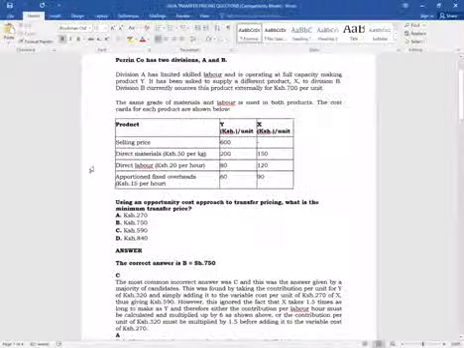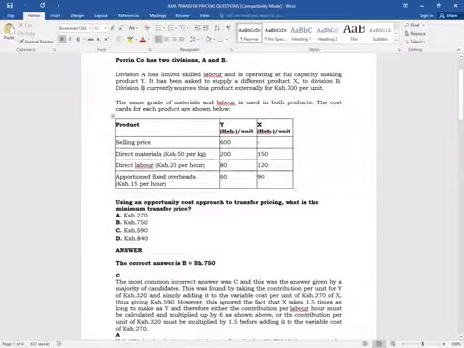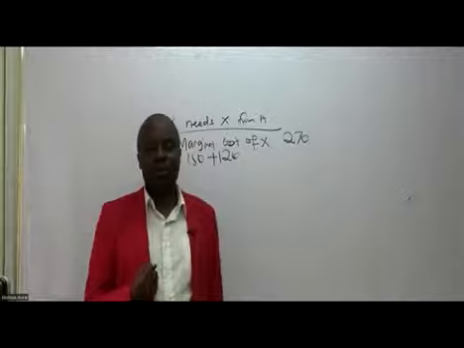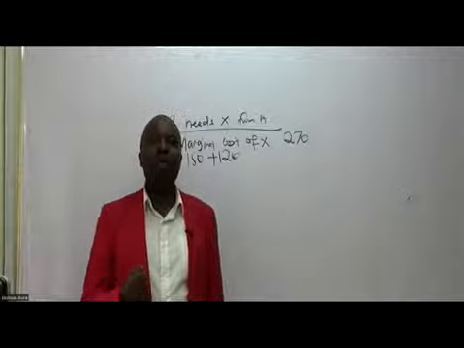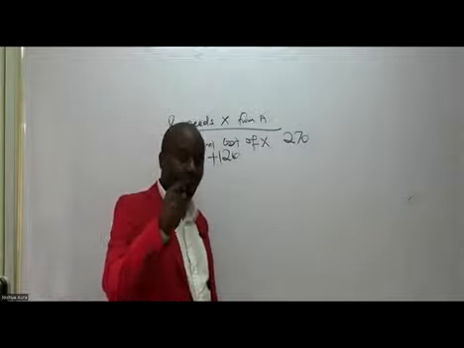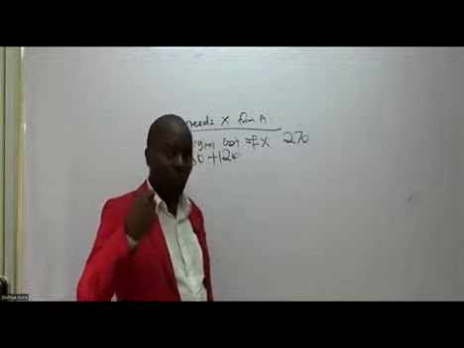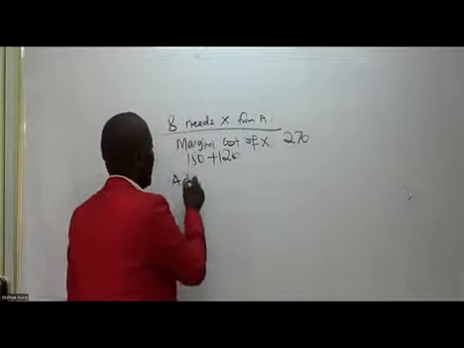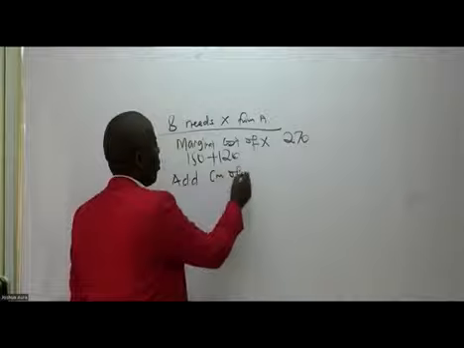I'm told here that Division A has limited skilled labor and is operating at full capacity, making product Y currently. So this Y that we are producing, how much does it contribute to the organization? Give me the contribution of Y, because I'm going to sacrifice, I'm going to relinquish that contribution. So add here, contribution margin of Y.